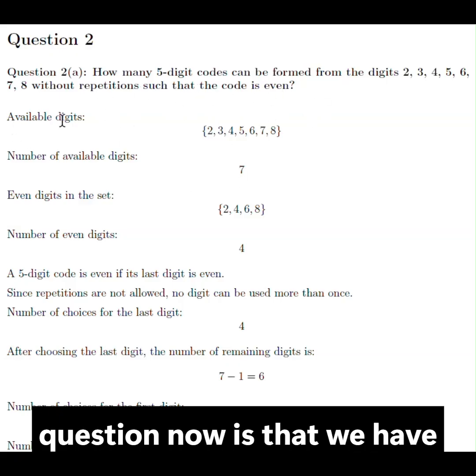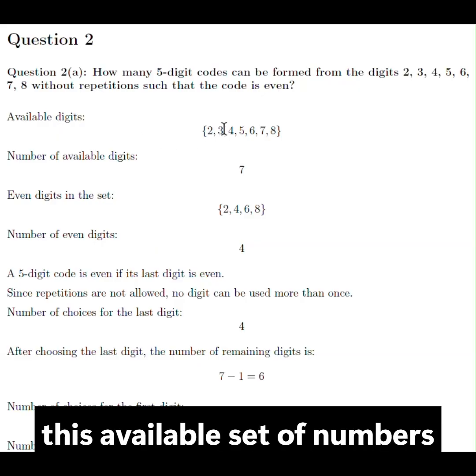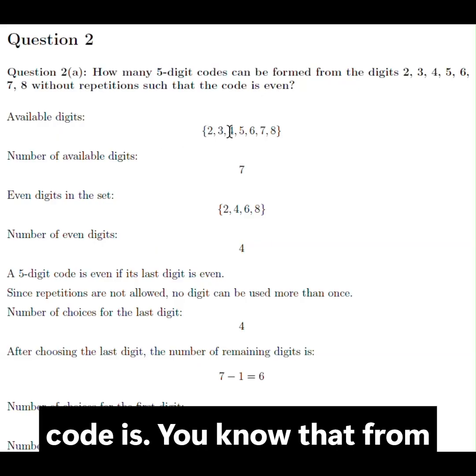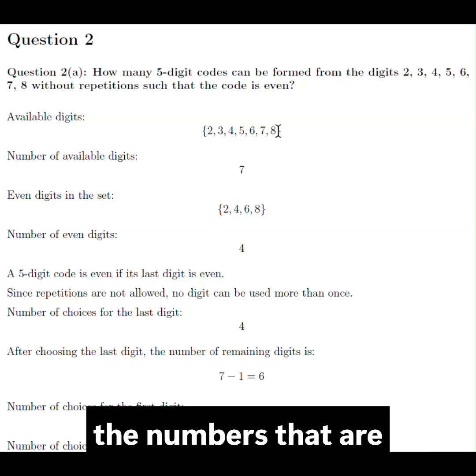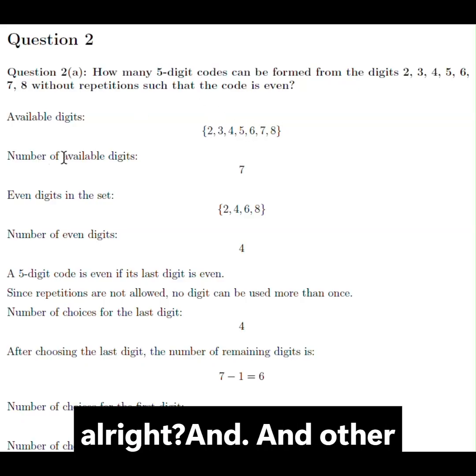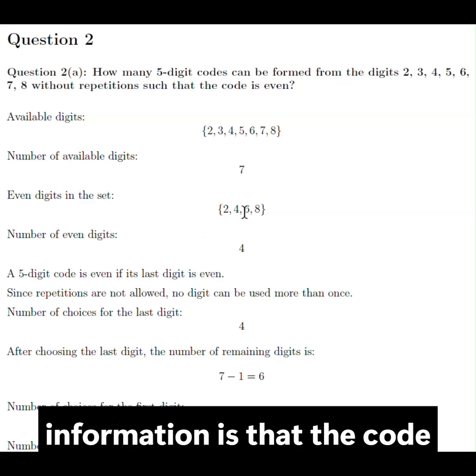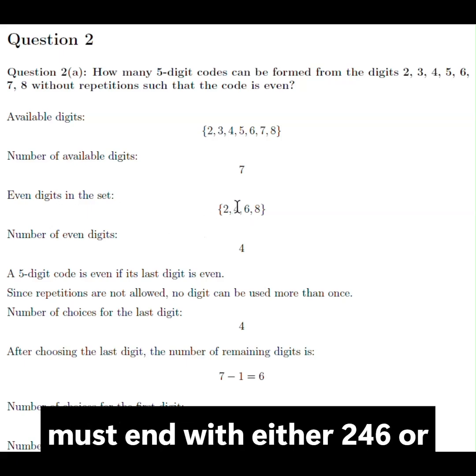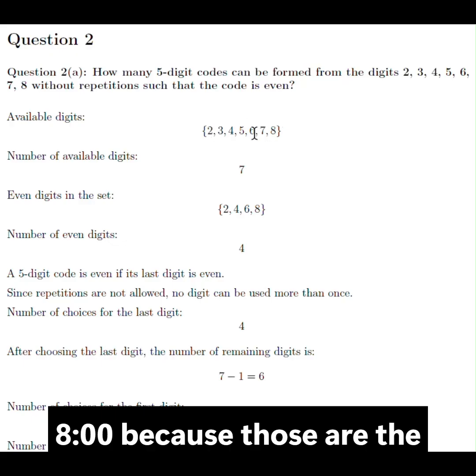So the analysis of the question now is that we have this available set of numbers for the pin code. The pin code is generated from this set 2, 3, 4, 5, 6, 7, 8. These are the numbers that are contained in the code. But then it is a 5-digit code, right? And another information is that the code is even. That is, the code must end with either 2, 4, 6, or 8, because those are the even numbers in this set that were given.